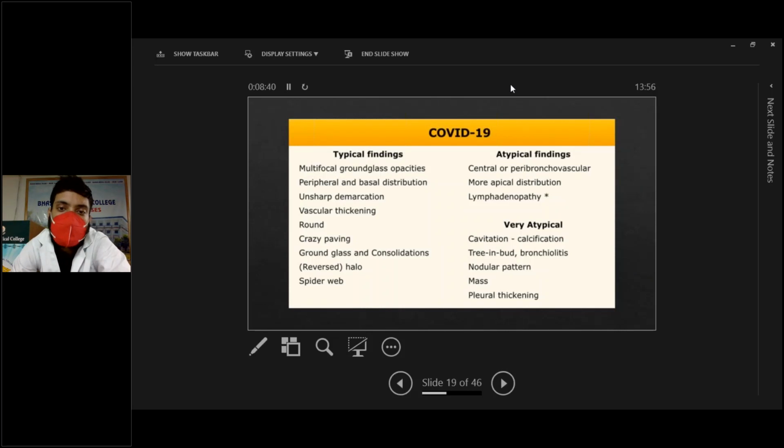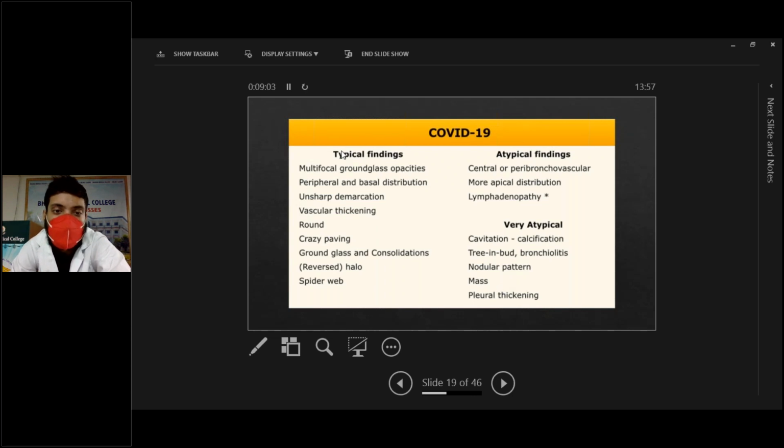So here are the various findings what we see in COVID-19, the typical and atypical findings. We'll start with the atypical findings. See, what we don't find is we don't find lymphadenopathy. We don't find cavitation and calcification like what we see in tuberculosis. We don't see tree in bud pattern, nodular pattern, mass, pleural thickening, or pleural effusion. Pleural effusion can occur as a complication, but it's not regularly seen.